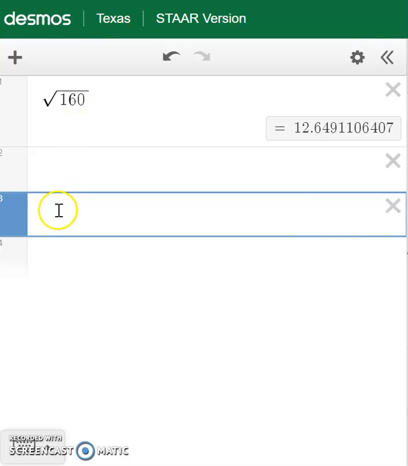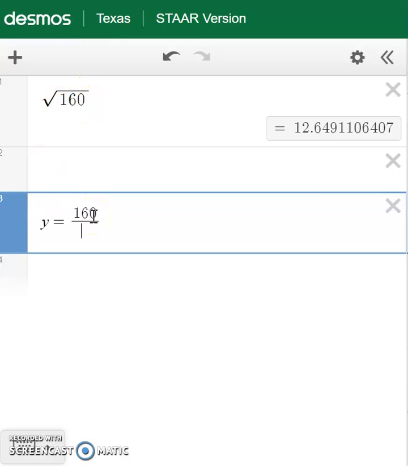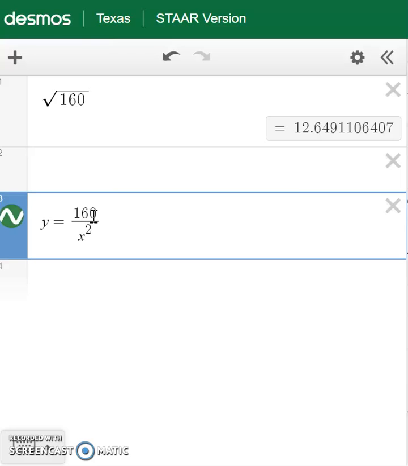Okay, so I have square root of 160 and I'm trying to figure out, okay, what does that simplify to? And here's how you can do it. So I'm going to create an equation y equals. I'm going to take what's inside this square root, so I have 160. I'm going to divide that by x squared because we're trying to find the roots, okay?